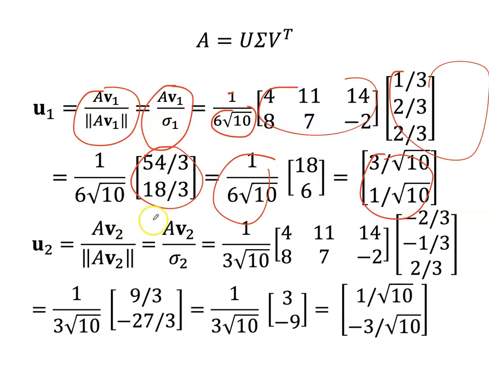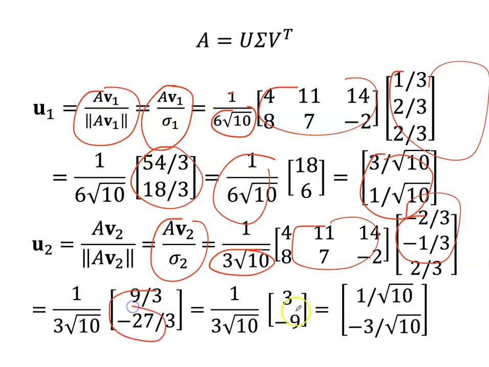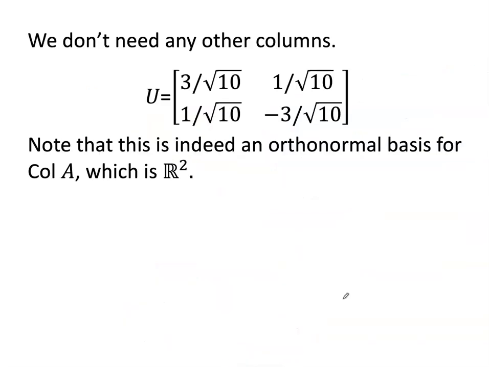u2 is Av2 over the length of Av2. It's Av2 over sigma 2. This is sigma 2, 3 root 10. This is A. This is v2. Multiply A and v2 together, you get this, which simplifies to 3, negative 9. And then the whole thing simplifies to 1 over root 10, negative 3 over root 10.